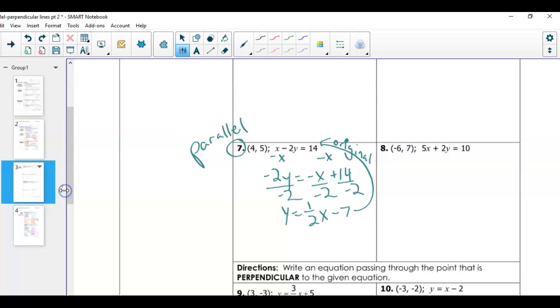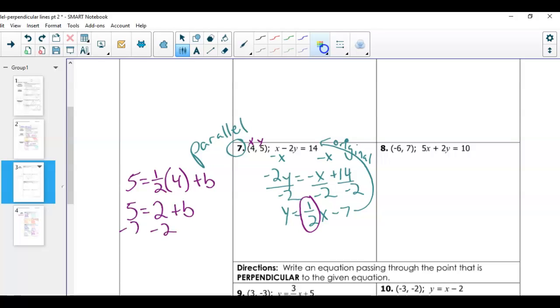From there, I need to find my new equation by taking my ordered pair and my slope, putting them into an equation and solving for b. So 5 equals 1/2 times 4 plus b. 1/2 times 4 is 2. Subtract 2 on both sides and we get 3. So our new equation is y equals 1/2 x plus 3.